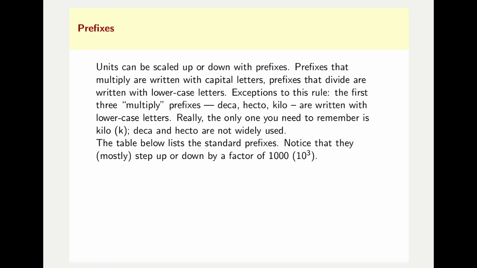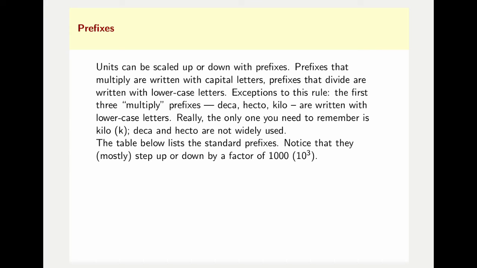Next, we talk about prefixes. Units can be scaled up or down with prefixes. Prefixes that multiply or scale up are written with capital letters, and prefixes that divide or scale down are written with lowercase letters. But there are exceptions to this rule. The first 3 multiply or scale up prefixes, deca, hecto, and kilo, are written with lowercase letters. Really, the only one you need to remember is kilo, lowercase k, because deca and hecto are not widely used.